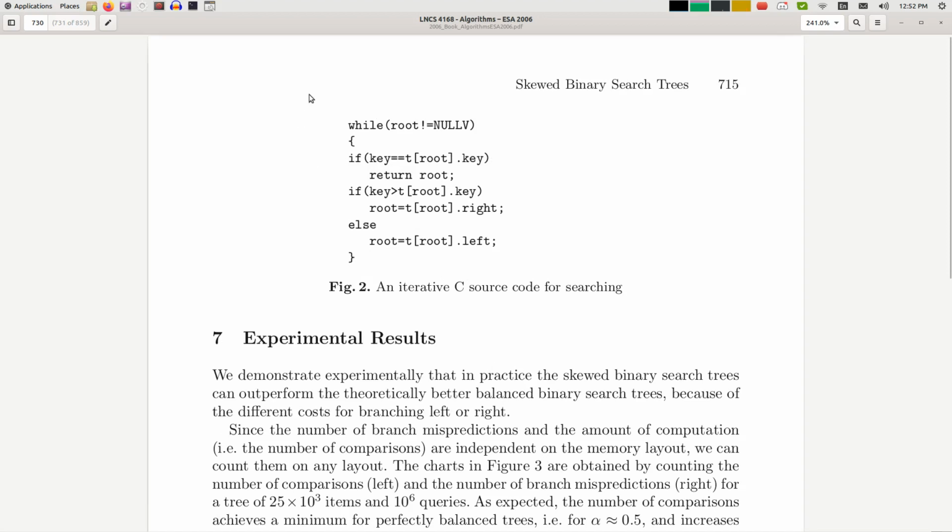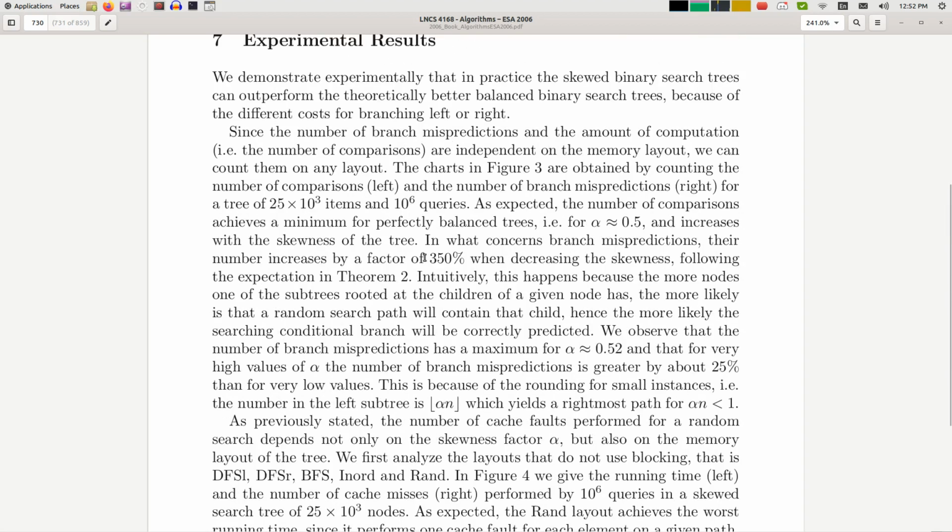They also give us their source code for searching. Obviously, the searching algorithm in a binary search tree is very simple. You have a key. If it's equal to the root, you return the root. If it's bigger, you go right. If it's smaller, you go left, right? So that's a very easy thing. Then let's move on to how they perform their experiments.